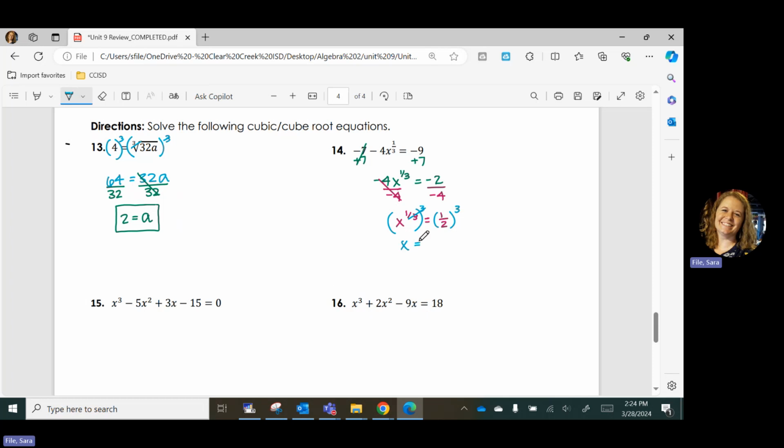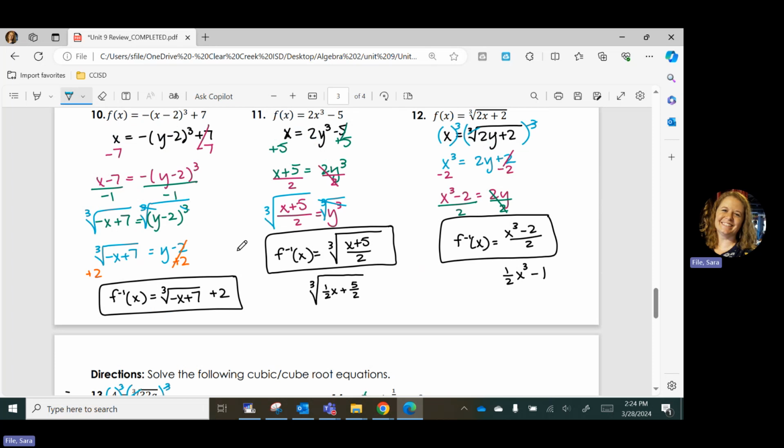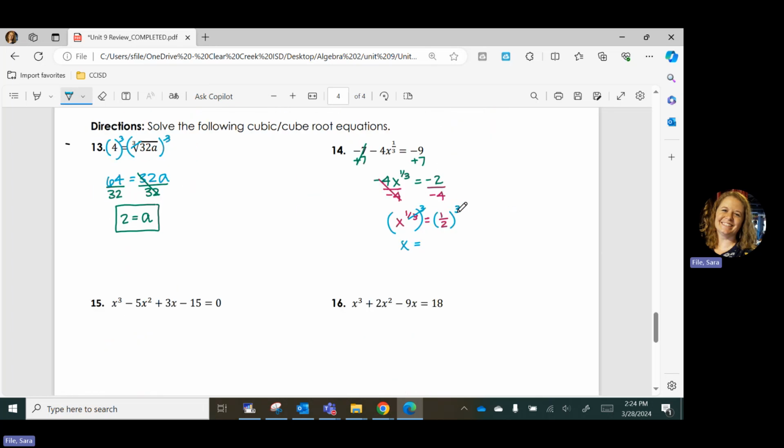So the same thing I was saying in the previous video, where was it? That when you take the root of a fraction, you can take the root of the numerator and denominator separately. Same thing when you raise a fraction to a power. You can raise the numerator and denominator separately. So 1 cubed is still 1. So my numerator is still 1. And then 2 cubed is 8. So that becomes 1/8.